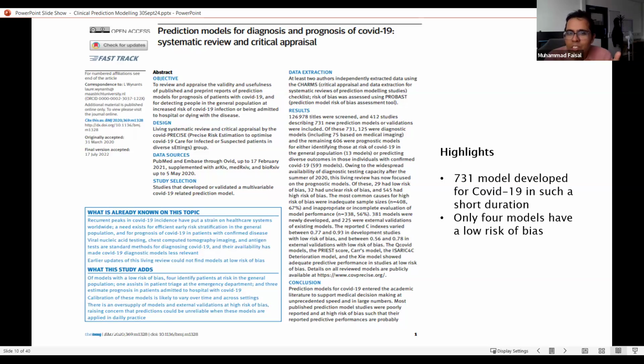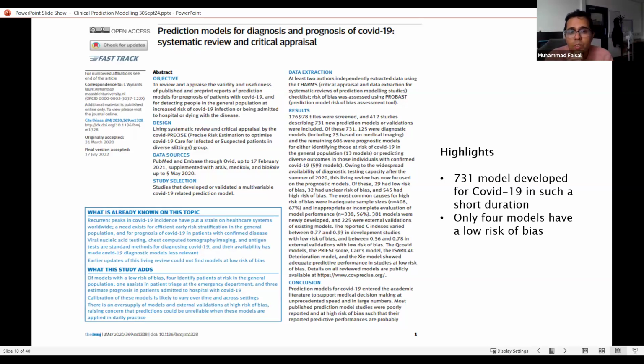But when we did the systematic review, to see whether the evidence is really there and which model is really performing, we literally found only 4 models. They have some potential to be usable in a clinical setting, but the rest are full of bias, and there are a lot of issues with them.